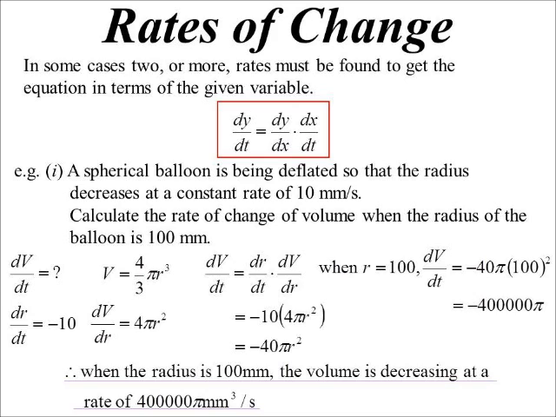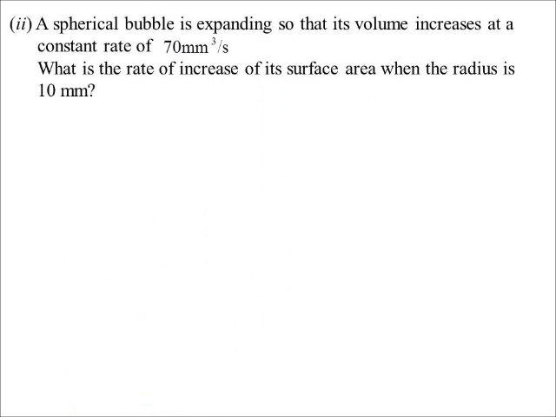The units on that would be millimetres cubed per second. Okay, this time our bubble is expanding, and so we're blowing into the balloon. So this time the volume would increase at a constant rate, because usually when you blow in, you blow a constant amount of air into the balloon, although this is a bubble, same thing really. Rate of increase of the surface area. Okay, so we want to find dS/dt. We know dV/dt is equal to 70.